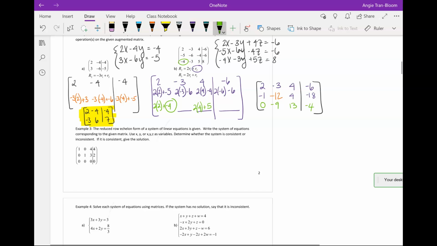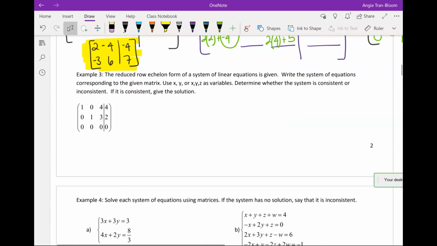All right, here we go. Can you help me read the instruction to Chris E, example 3? The reduced row-echelon form of a system of linear equations is given. Write the system of equations corresponding to the given matrix. Use x, y, or x, y, z as variables. Determine whether the system is consistent or inconsistent. If it is consistent, give the solution.